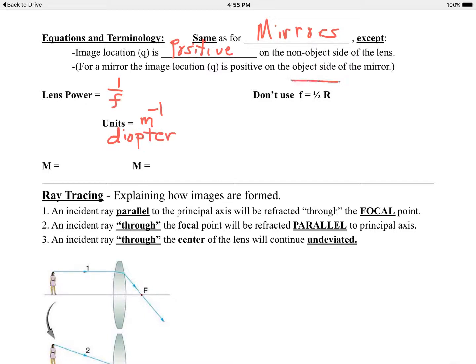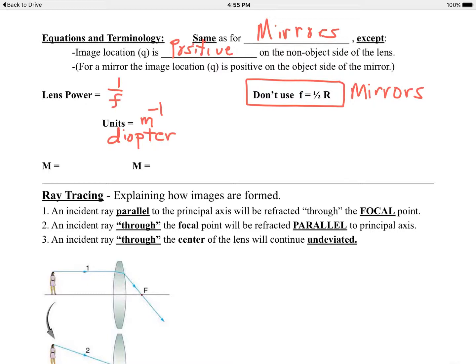We cannot use f equals 1/2 r because lenses have two sides that have two different curvatures. There's a fancy equation that we could use. It's called the lens maker's equation. So we're not going to get into that. But for lenses, do not use f equals 1/2 r. Use that only for mirrors. That's one other difference between lenses and mirrors. You cannot use that equation.